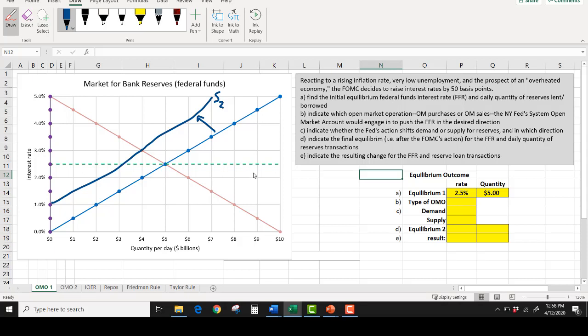So we're looking for open market sales. And if you're kind of fuzzy on the whole issue of open market sales and purchases, I'll just invite you to go back to that lecture on monetary control and review that. So we're looking for open market sales.